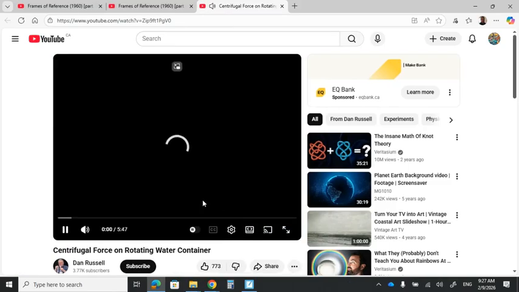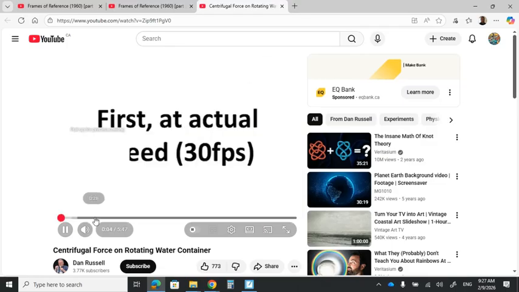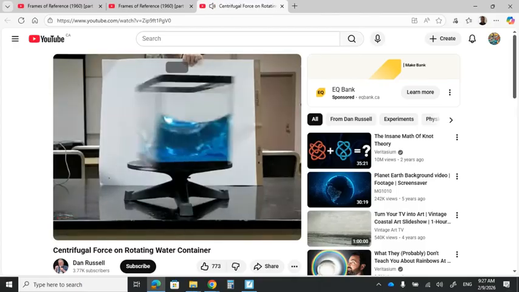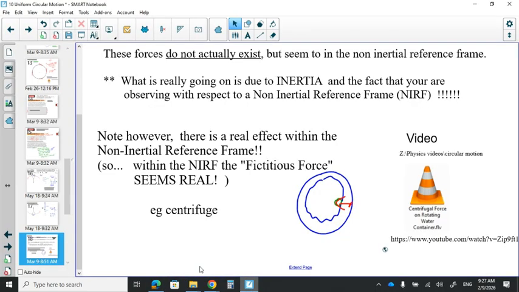Anyways, all that just to show you this little aquarium that's spinning around, right? And you can see the real effect on the water, of course, in that non-inertial reference frame. So eventually here, right? That's what all that waiting was for.